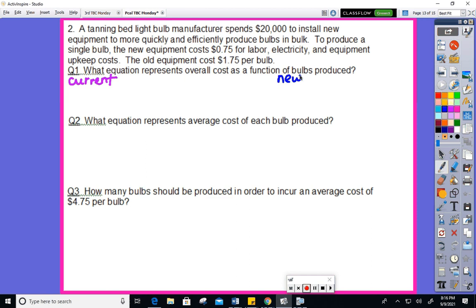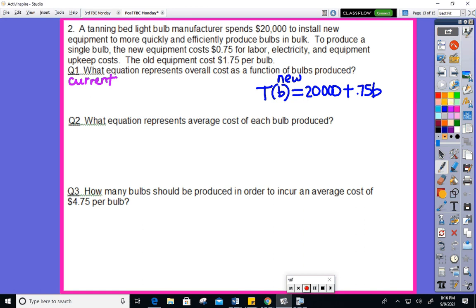It says the new equipment can produce the light bulbs at a cost of 75 cents per bulb. So the first thing I do is say, wait a minute, that means the total cost of producing B bulbs using the new equipment would be the initial outlay of $20,000 plus an additional 75 cents to run the equipment per bulb.